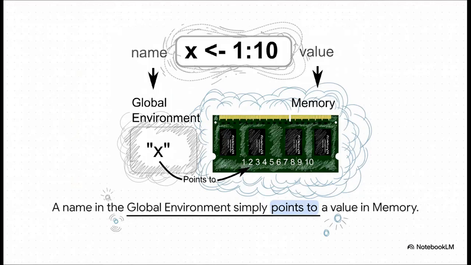So what's really going on here? Let's break it down. When you type something like X equals 1 through 10, you're not just doing one thing. You're actually doing 2. First, the name X gets created in what's called your environment. Think of it like a directory. But the actual data, the numbers 1 through 10, gets stored somewhere totally different in your computer's memory. So the name X is really just a label, like a signpost that points to where the real data lives.